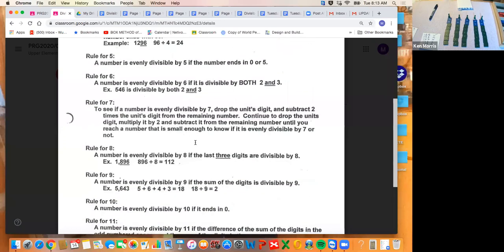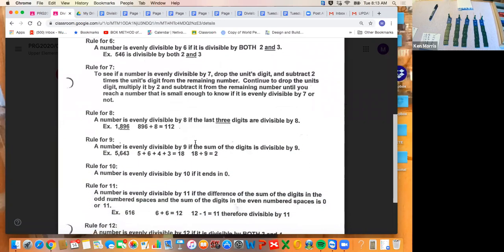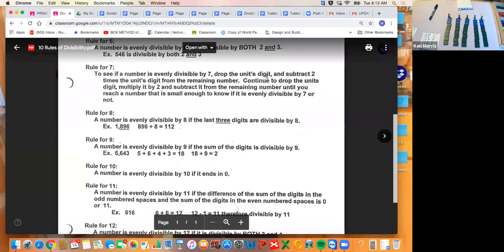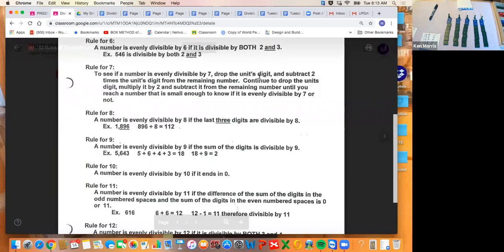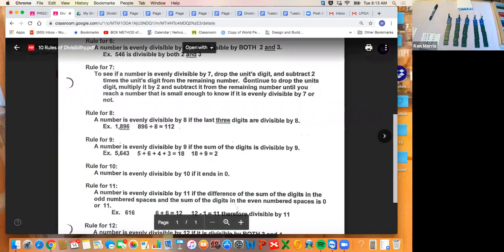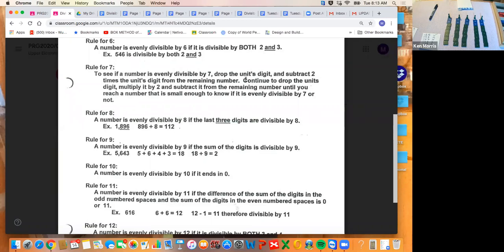The same with 7. 7 is a convoluted mess. I'm not sure why we even have a rule. To see if a number is divisible by 7, here you go. Drop the units digit and subtract 2 times the units digit from the remaining number. Now, it's amazing that this works, right? That in itself is the beauty of math. Math is just one big puzzle.